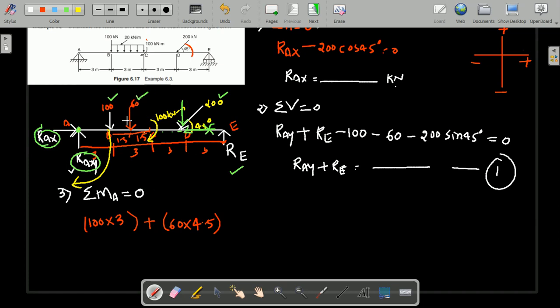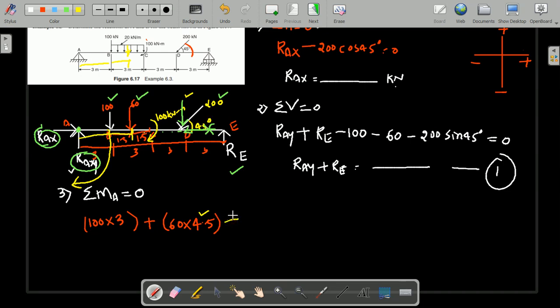Another force we have is 60. 60 is a force acting exactly at the center. That is 3 meter from here and 1.5 meter from here, totally 4.5. So from this point to point A you need to consider a total of 4.5, that is 60 into 4.5 as the perpendicular distance.